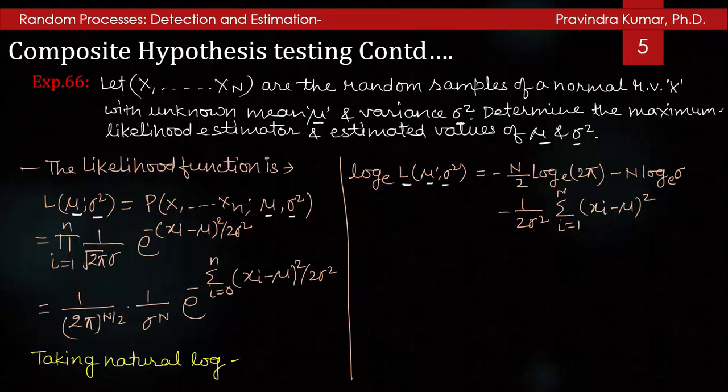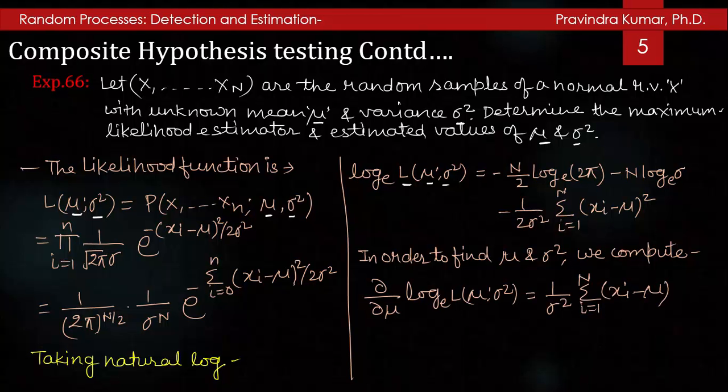It will be equal to n by 2 log e 2 pi minus n log e sigma minus 1 by 2 sigma square summation i = 1 to n (xi minus mu) whole square. So in order to find mu and sigma square, first we compute the first derivative of this likelihood function with respect to mu and with respect to sigma.